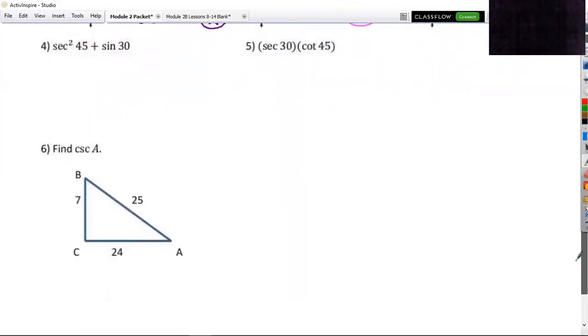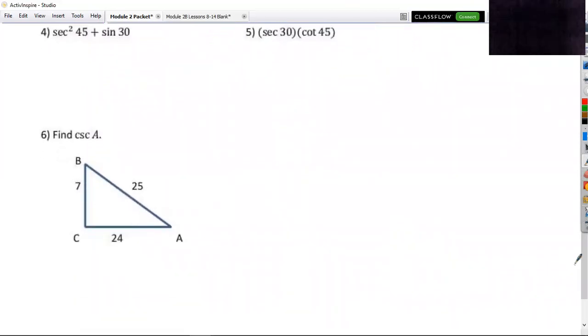So number 6 asks you to calculate the value of cosecant of A. So these are all assumed to be right triangles. So what trig function does cosecant go with as a reciprocal? Sine, yep. So it pairs up with sine. So sine is equal to O over H. So instead, we're going to do that cosecant of A is equal to hypotenuse over opposite.